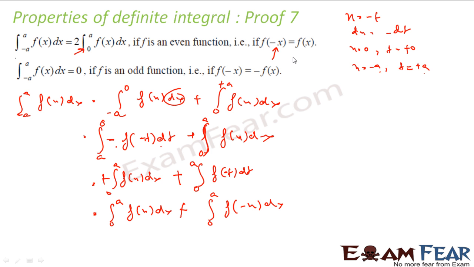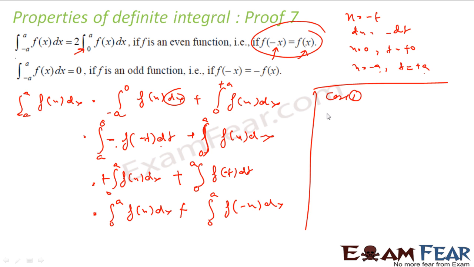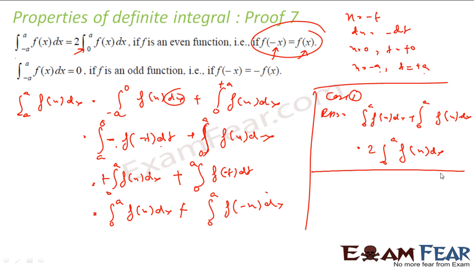Now the question says if my f of minus x is equal to f of x, that means this guy is equal to f of x. Then I get two of this guy. Right? So I'll write here. Case 1. If this guy is equal to this guy, my RHS will be nothing but integral 0 to a f x dx, plus this guy also becomes integral 0 to a f x dx itself, correct? Because f of minus x is f of x. This is nothing but 2 into integral 0 to a f x dx.